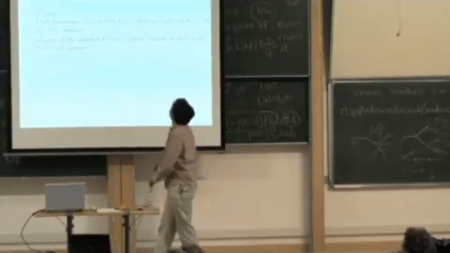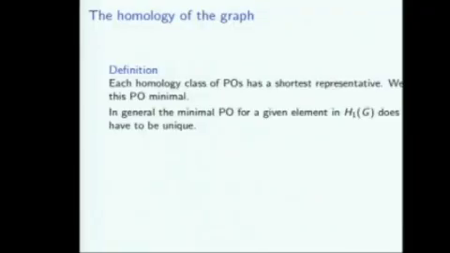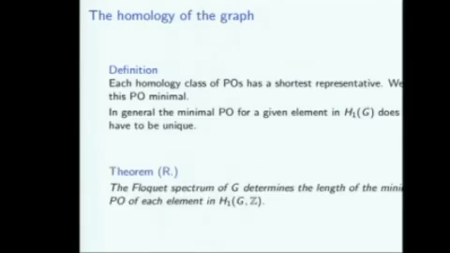Okay, so for each homology class of periodic orbits in my graph, there's one representative that's the shortest in length. Possibly there could be several, but we'll call the one that's shortest minimal. And then the first thing that it can show is that I can get the length of all the minimal periodic orbits of my graph.